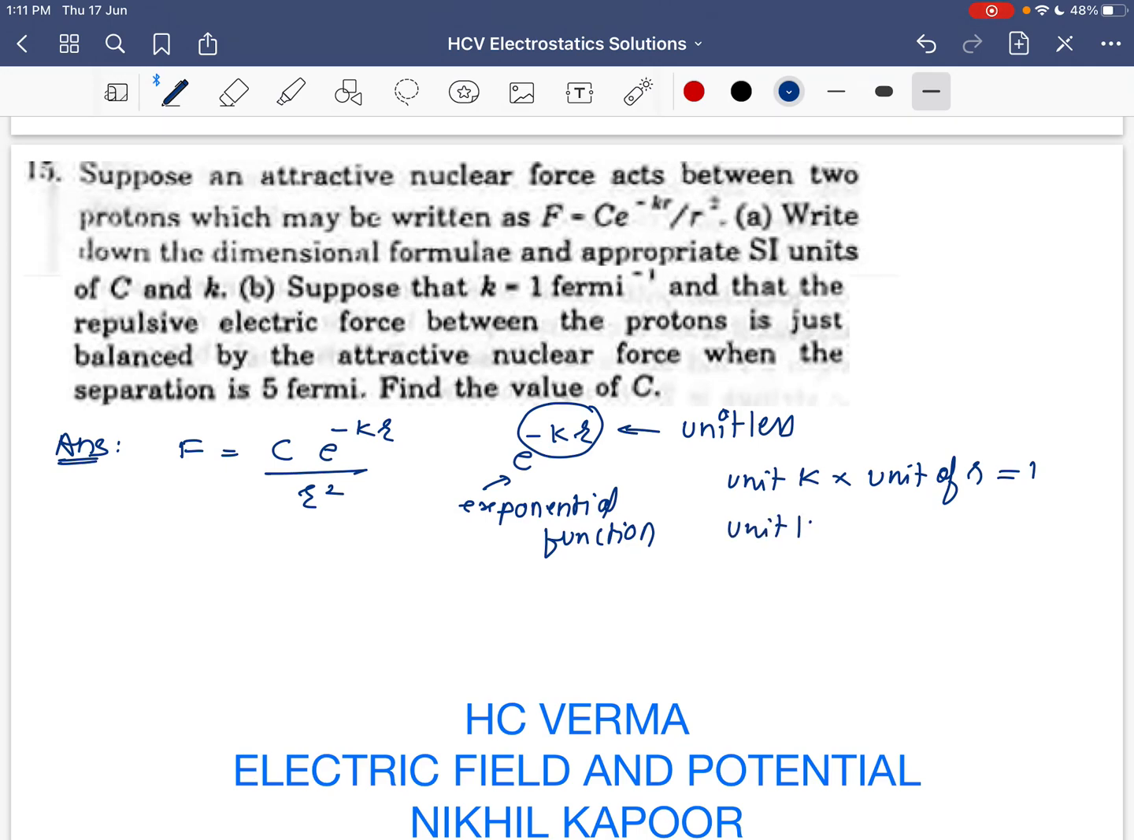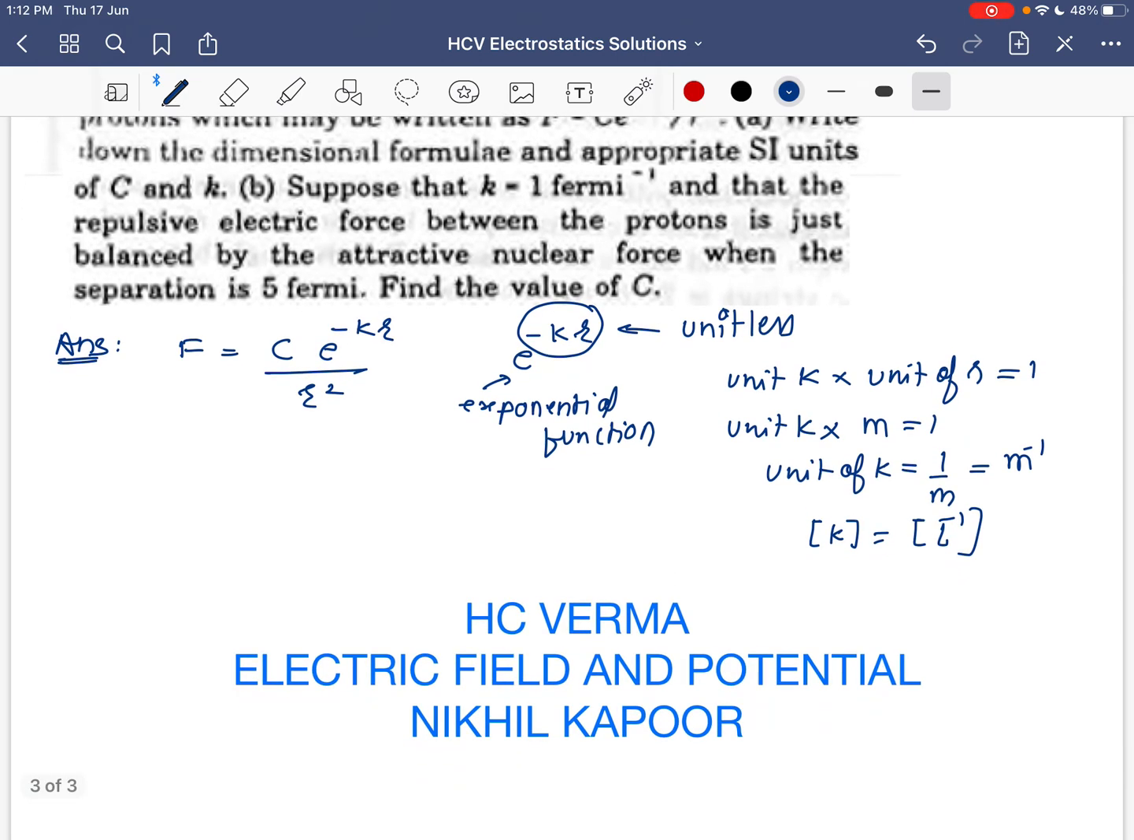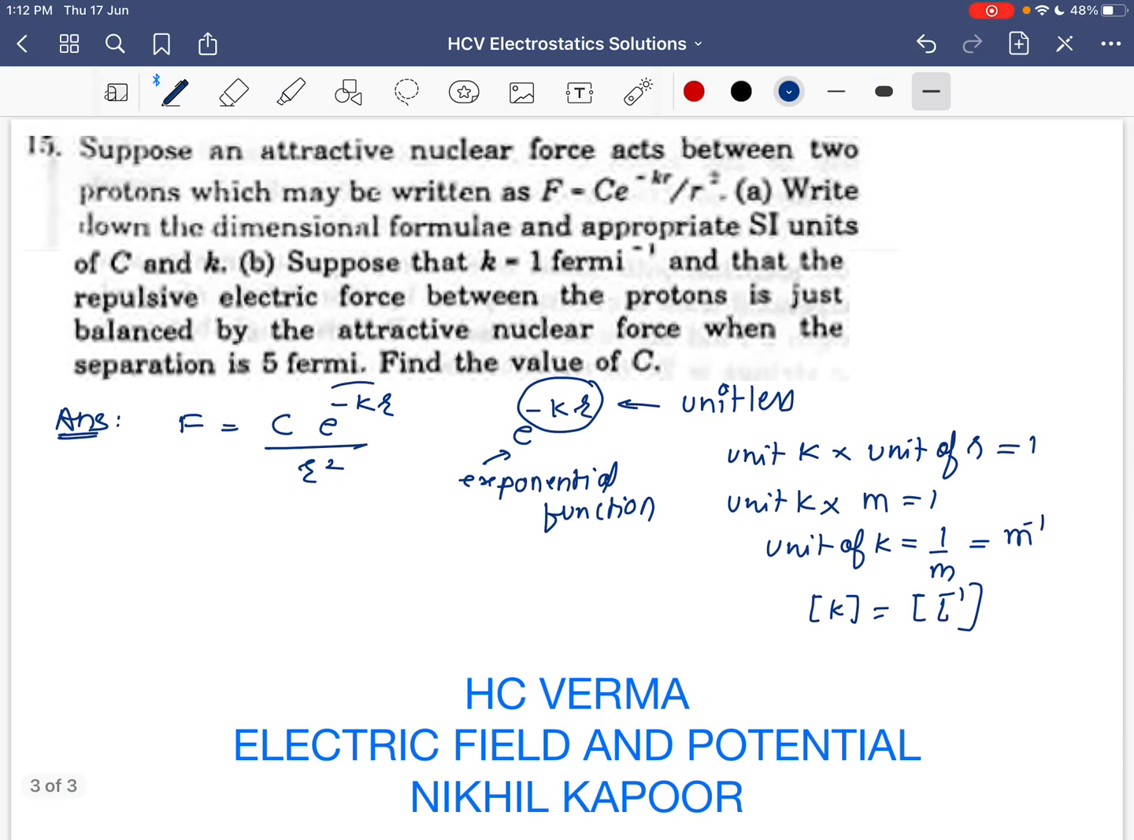So unit of r is meter. Therefore the unit of k would be equal to 1 upon meter, or meter raised to minus 1. So I can write the dimension of k as L raised to minus 1. Okay. Now, as we know very well, this part of this particular equation is dimensionless. It has no unit.